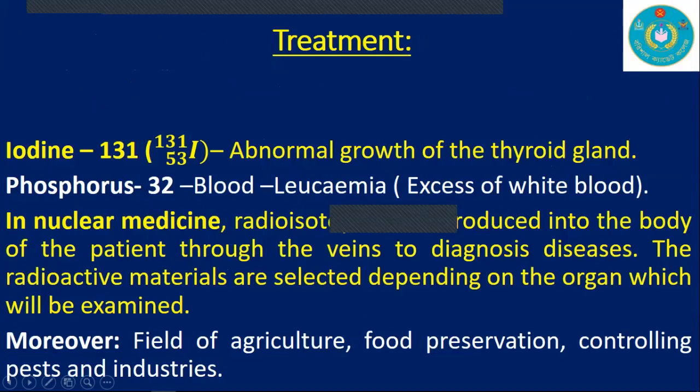For treatment, we use the isotope iodine 131 for the treatment of abnormal growth of the thyroid gland, and phosphorus 32 is used for blood leukemia and excess of white blood cells. In nuclear medicine, radioisotopes are introduced into the body of the patient through the veins to diagnose diseases. The radioactive material is selected depending on the organ to be examined. Moreover, radioisotopes are used in the fields of agriculture, food preservation, pest control, and industry.